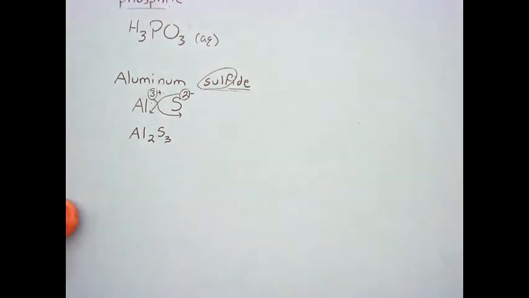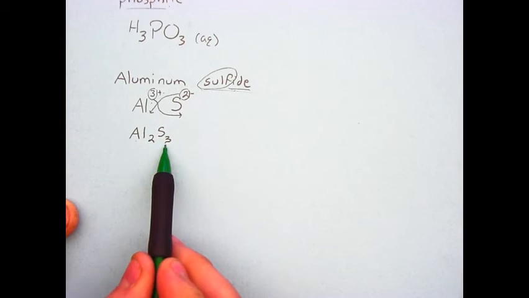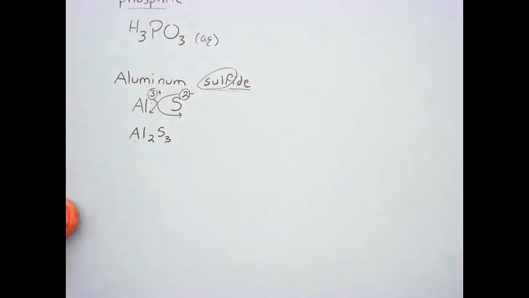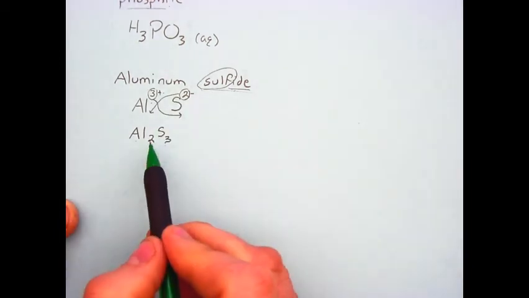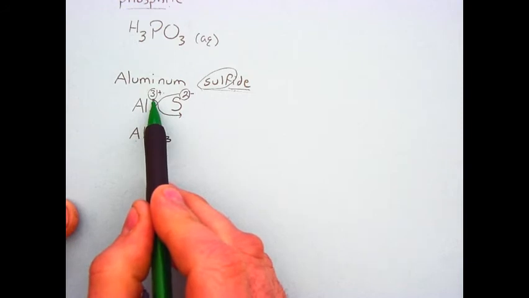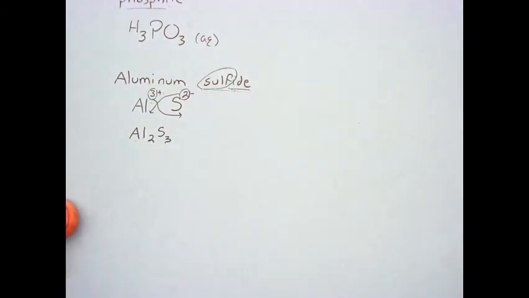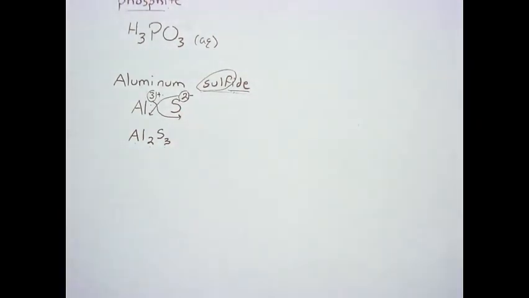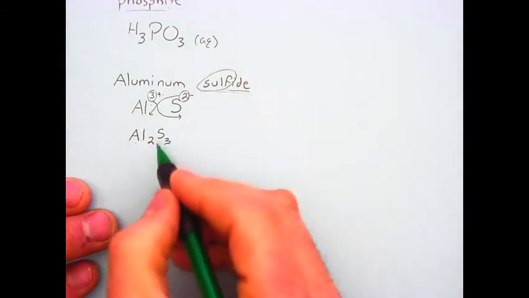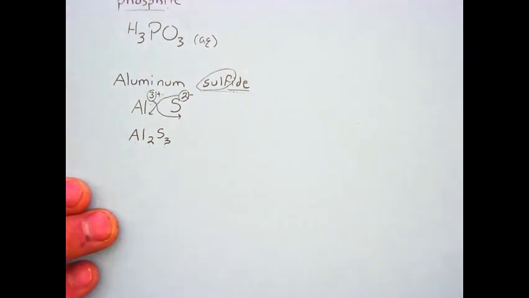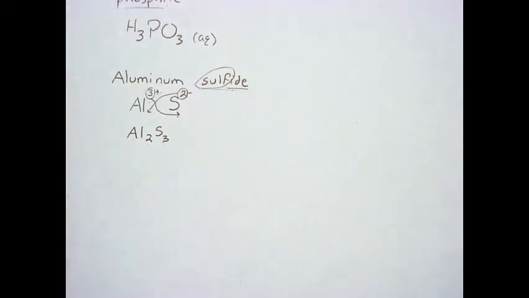So in this case, we have Al2S3. Now that represents the proper ratio of cations to anions that allows it to be electroneutral. 2 positive 3s must equal and cancel out with 3 negative 2s. And therefore, you end up with that ratio. So let's take a look at another example.